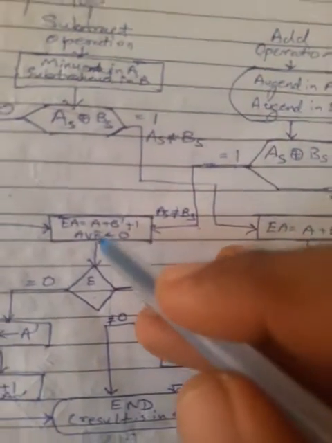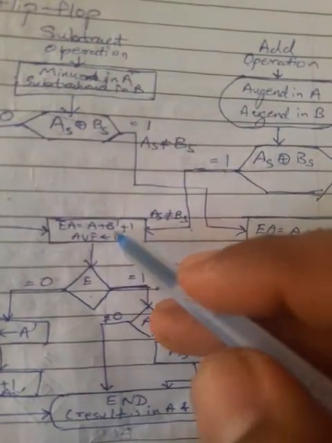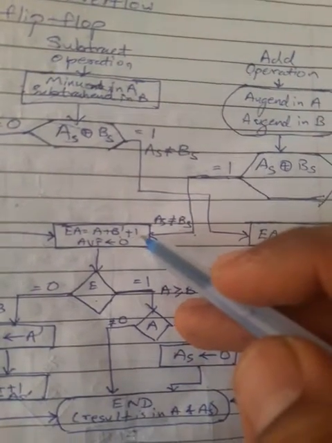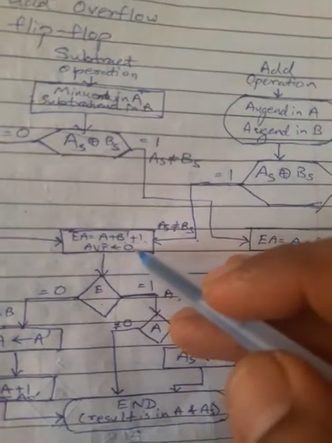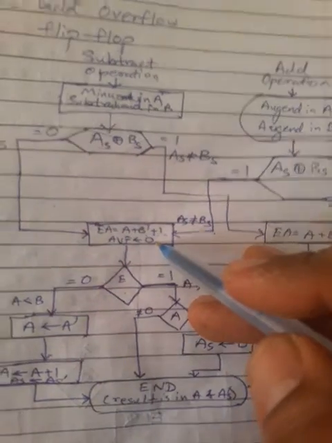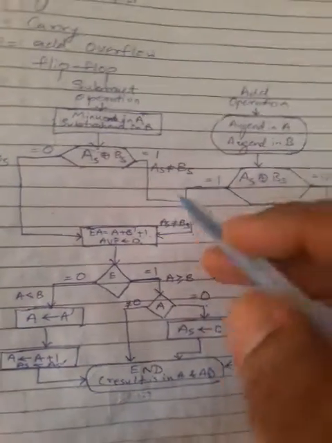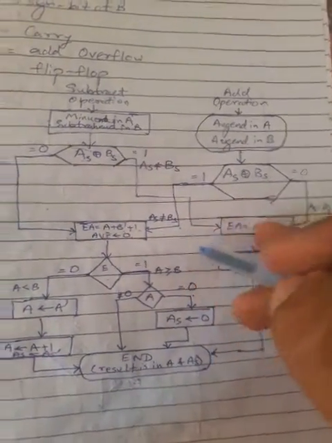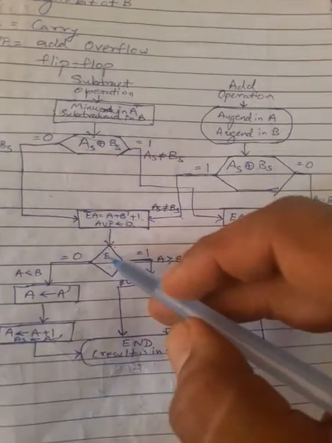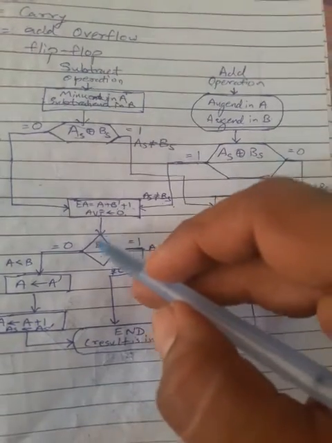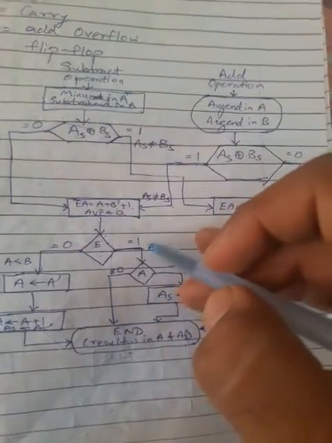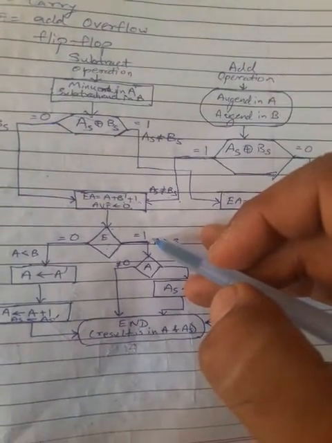And how to do the subtraction? We are doing the subtraction by this formula, A plus B complement plus 1, and AVF will be replaced by 0. After that, whatever carry we get will be given in E. The last carry will be either 1 or 0.